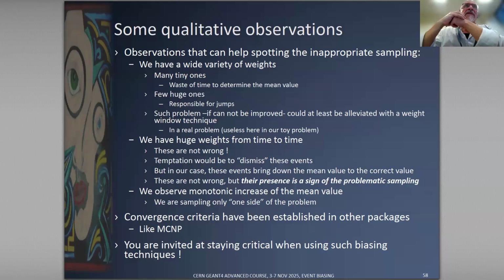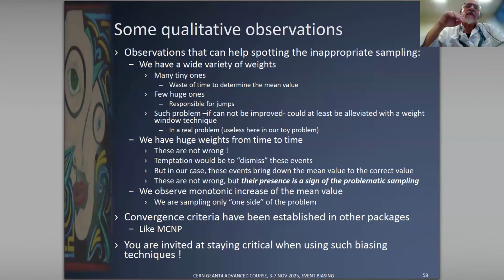they are not wrong by themselves. You see that if you let the problem go, then you see that you are converging correctly, and that this very large weight are simply driving back the mean value to the correct value. So the thing is that you should not dismiss this large weight, but you should consider them as an alert that there is part of the problem that you are not sampling enough. So take that as an alert that something is not properly sampled in your problem.